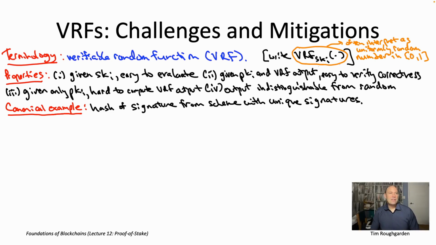And finally, in order to get the details right around what sufficiently small means, we're going to want the output of VRFs to be, for all practical purposes, indistinguishable from uniformly at random. So in particular, if you're feeding in random inputs, like the output of a randomness beacon, to a VRF, the outputs you're going to see are going to be basically as good as uniformly at random.